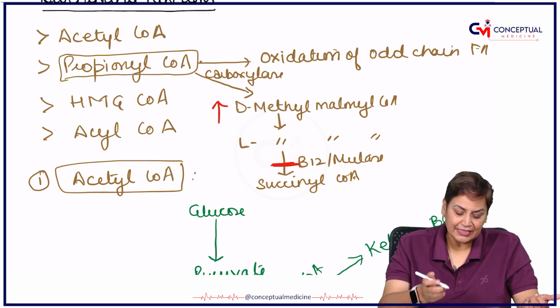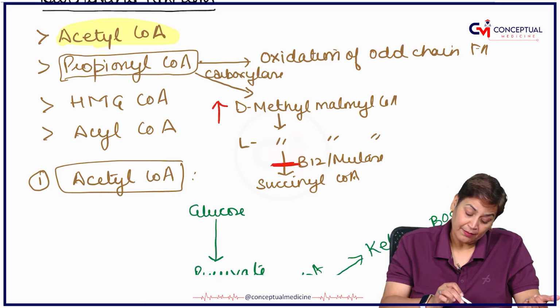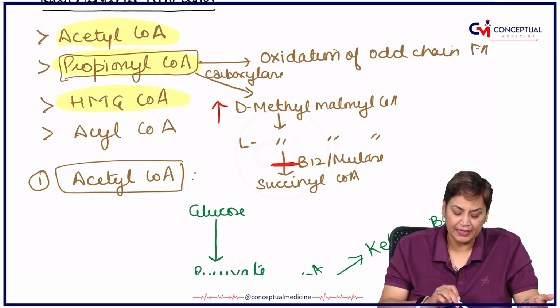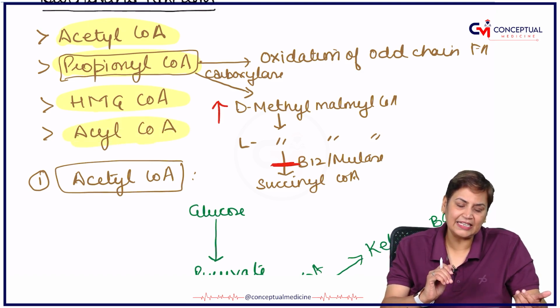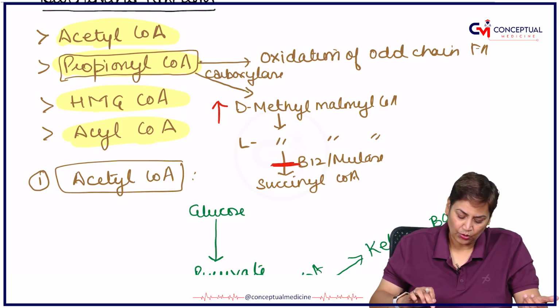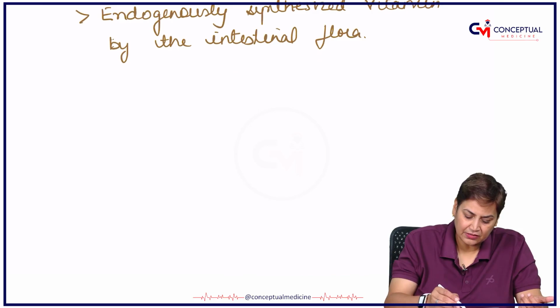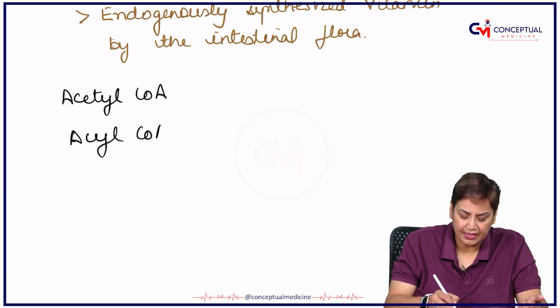So you can say that all are important, be it acetyl coenzyme A, propionyl coenzyme A, HMG-CoA, or acyl-CoA. Most of the students get confused between acetyl and acyl. So what is the difference between acetyl and acyl? I'll just write it here: acetyl coenzyme A and acyl coenzyme A.